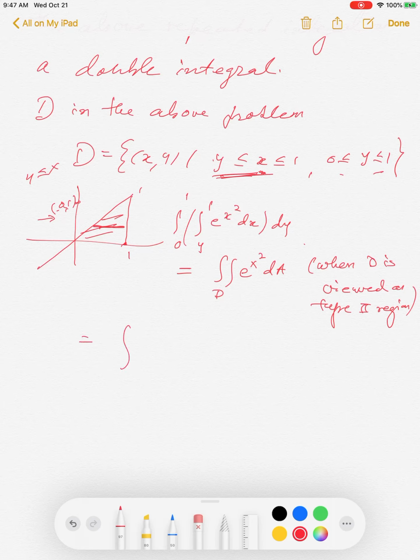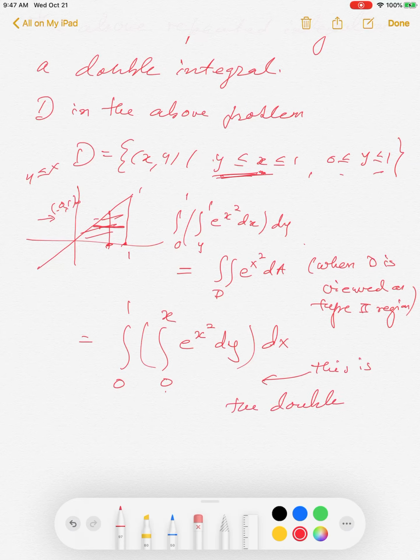Now you want to view this as a type 1 region. So as a type 1 region, you will fix your x and integrate with respect to y first. So the function remains the same. If I integrate with respect to y first, y will go from 0 to the top. The lower bounding curve is y equal to 0. The top bounding curve is y equal to x. And then you integrate with respect to x, x goes from 0 to 1. So this is the double integral when viewed as region of type 1.